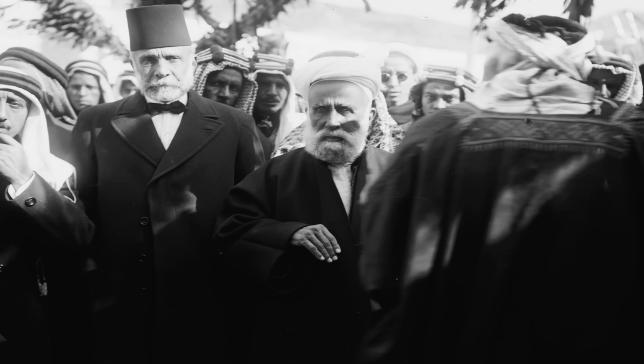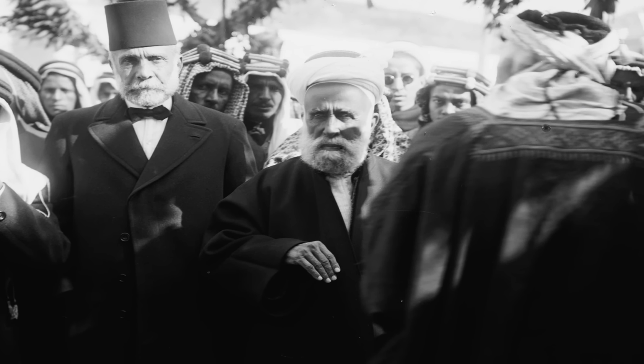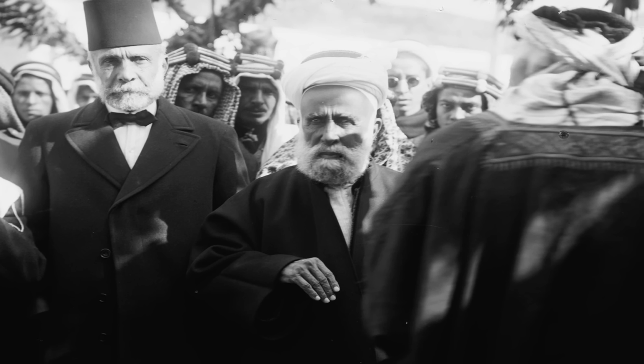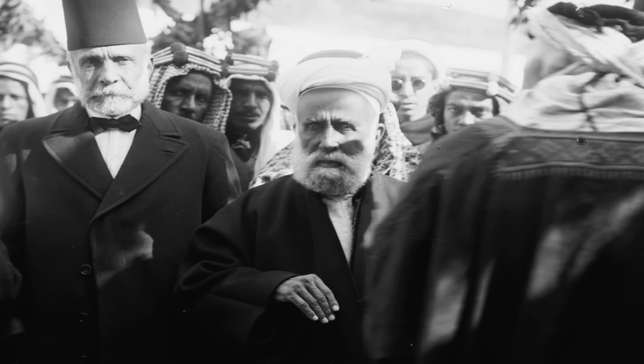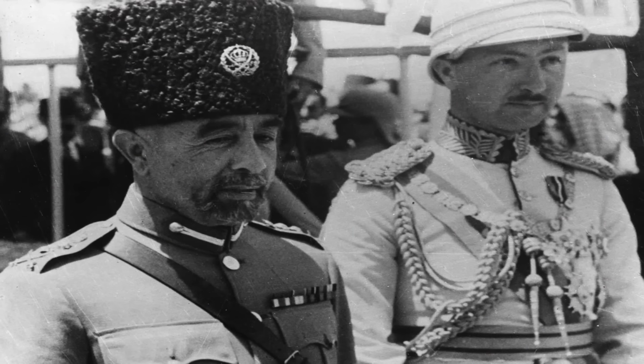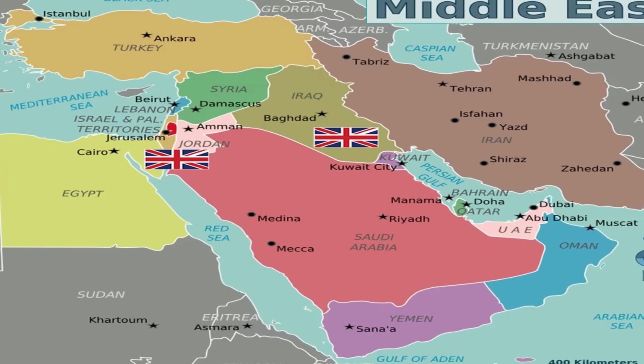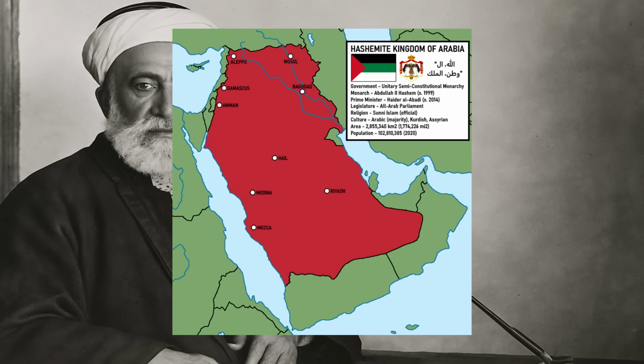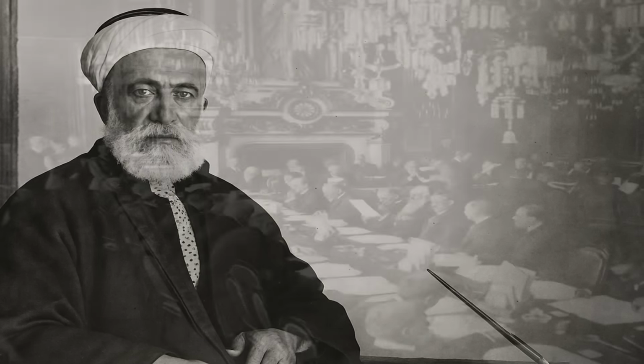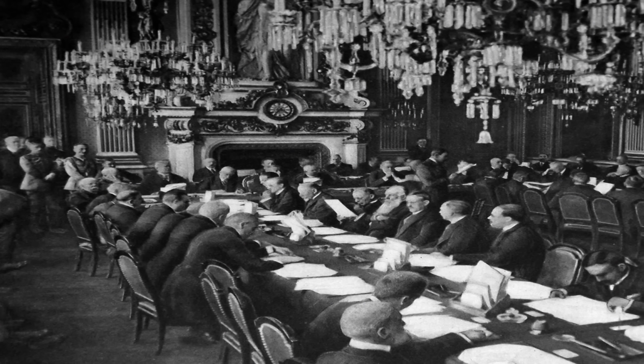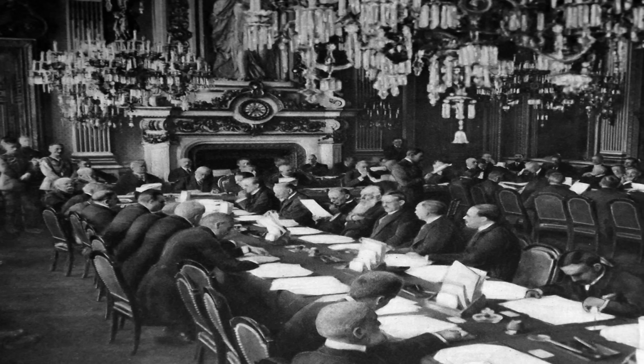Sharif Hussein, leader of the Arab Revolt, received little in return for his alliance with the British. His sons were installed as monarchs, Faisal in Iraq, Abdullah in Jordan, but these were British-controlled mandates, not independent kingdoms. Hussein himself was eventually exiled. The Hashemite dynasty still rules in Jordan, but the broader vision of a united Arab state never materialized. It died at the Paris Peace Conference, where Arab voices were sidelined in favor of European interests.